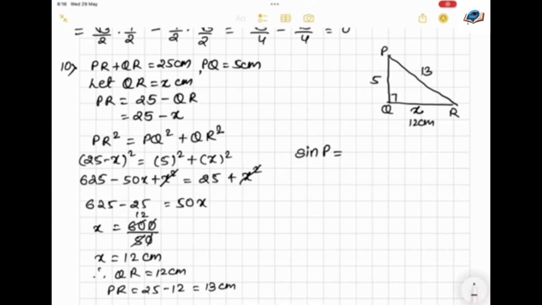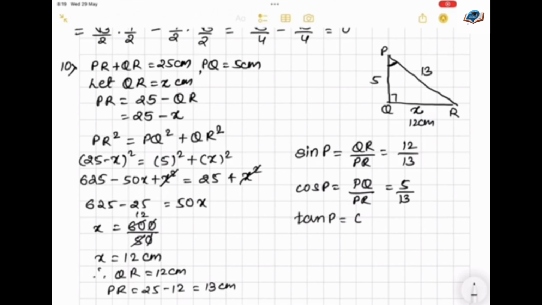Now he is asking us to find sin P. So sin P will be opposite, so QR upon PR. So that will be 12 upon 13. Then cos P equal to PQ upon PR. So PQ is 5 upon 13. And tan P equal to QR upon PQ. So 12 upon 5.